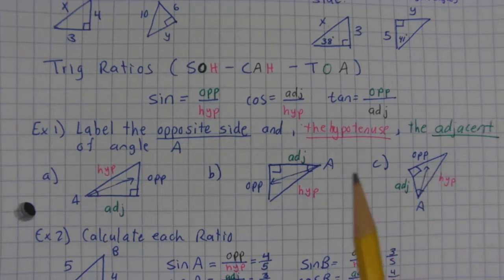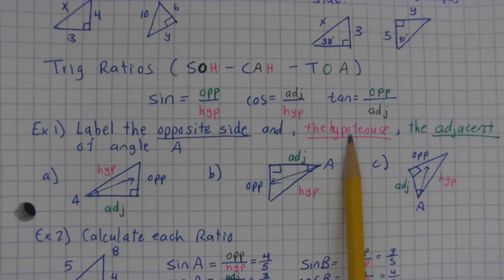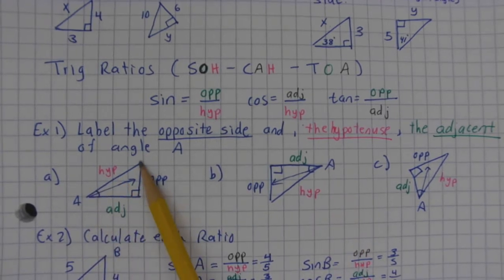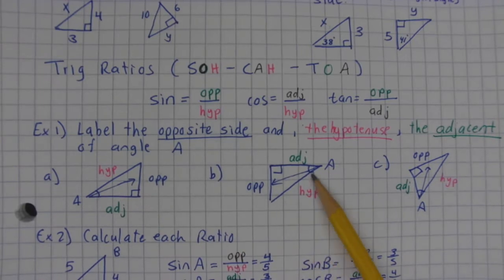Okay? The other one that's kind of easy to find is the hypotenuse. Remember, the hypotenuse is the longest side, no matter where it is. So here's the hypotenuse, the longest side. It's always across from the 90-degree angle.